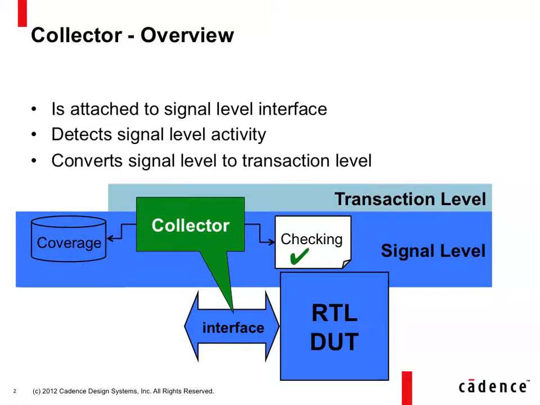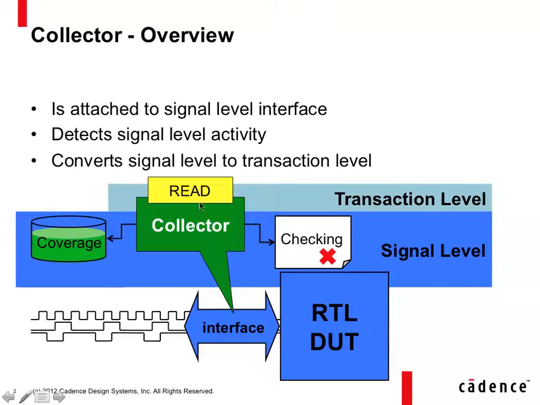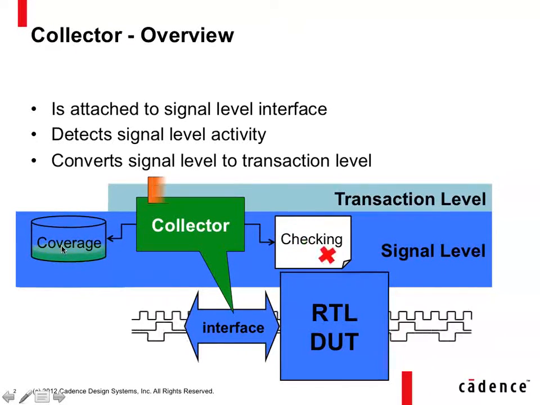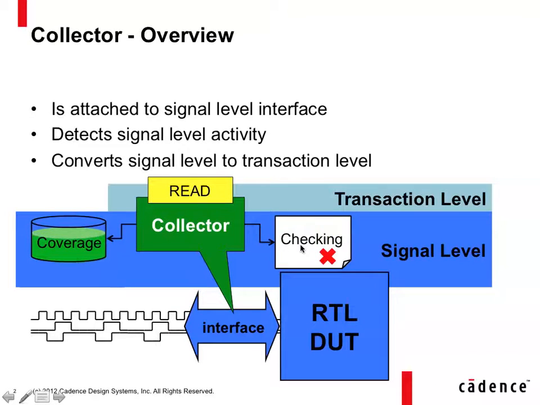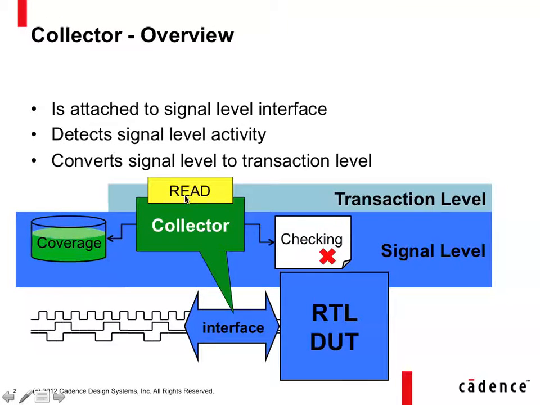So let's look at a little example here. We see signal level activity at the bottom here being converted up into the transaction level. While this conversion goes on, we can also collect coverage at the signal level and also perform checking at the signal level. And the transaction that gets detected here and abstracted gets passed on for higher level consumption. Okay, so that's the primary job of the collector, to bridge this abstraction gap, right? To do basically up conversion.